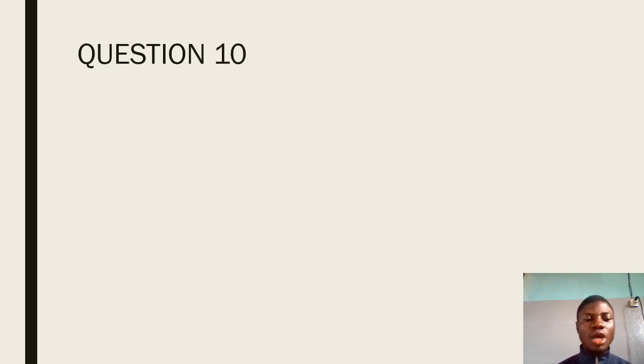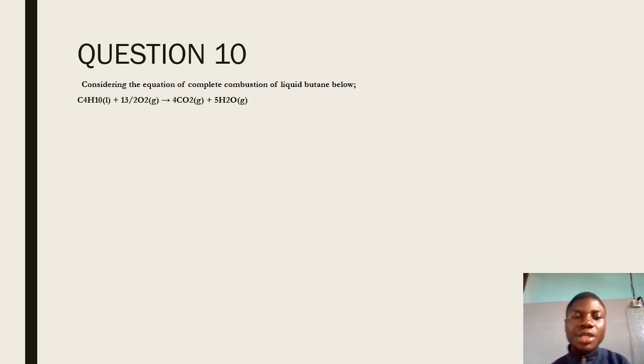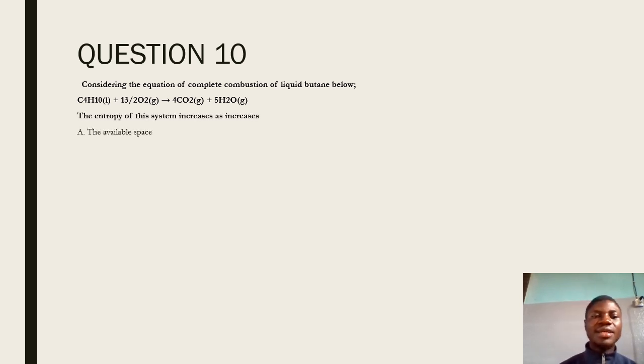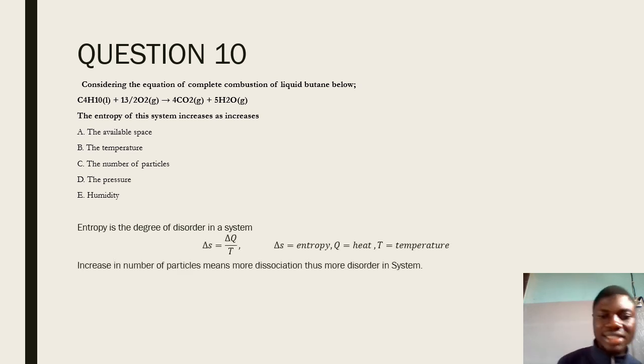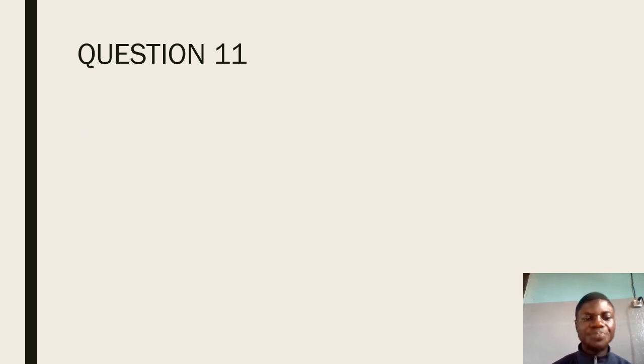is B. Question 10 says, considering the equation of complete combustion of liquid butane, the entropy of the system increases as dash increases. Now, from the factors that have been given to us, we have to know that entropy is the degree of disorder in a system, or the degree of disorderliness of a system. It therefore implies that entropy is going to increase if the disorder in the system increases, and the disorder in the system can only increase if the number of particles increases, because there are going to be more frequent collisions, leading to more disorder in the system. And as a result of this, the answer is going to be C, the number of particles increases.